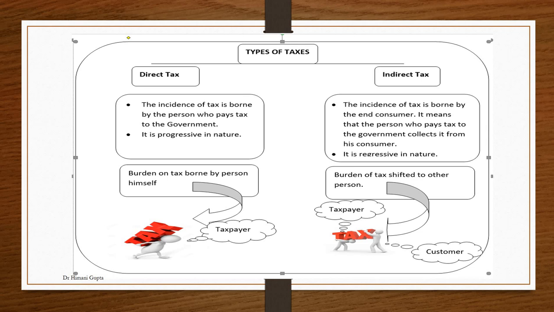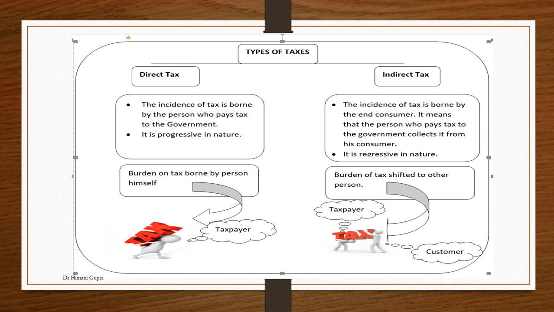Whereas in indirect tax, the incidence of tax is borne by the end consumer, but the responsibility to pay tax is on the intermediary. That means you can say the shopkeeper. Indirect tax is regressive in nature. Regressive means that everyone has to pay the same tax. It has no role with the income. Whether your income increases or decreases, you have to pay the same tax.